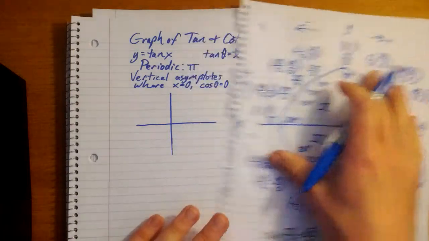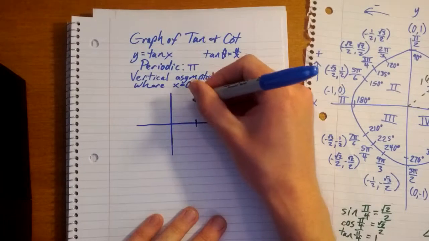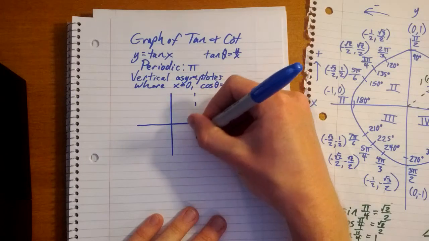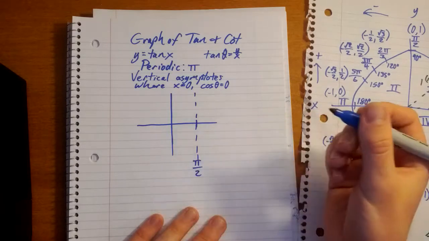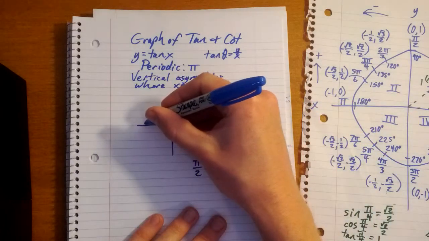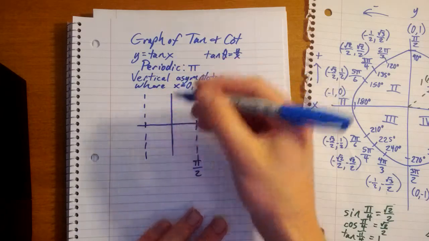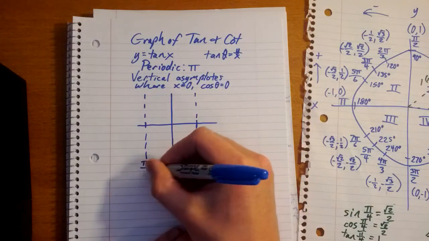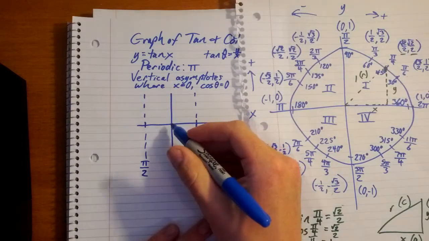Okay, so what we have just established, there are vertical asymptotes at pi over 2, 3 pi over 2, 5 pi over 2, negative pi over 2. Okay, so let's go then. Let's call this pi over 2 right here. X equals pi over 2. Okay. How about 0, 0? There must be something special here.